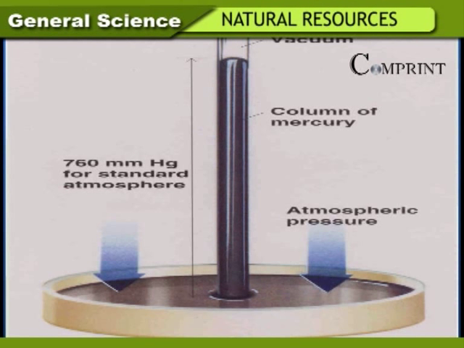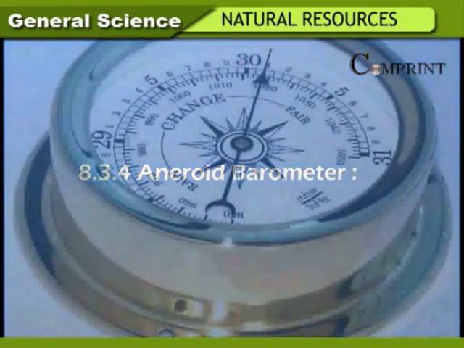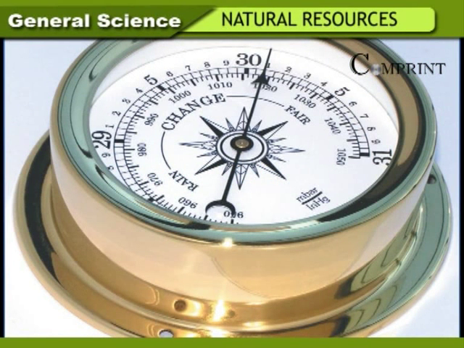This barometer is not convenient to carry from place to place. Aneroid barometer. This is a portable barometer because it does not use any liquid. This is used to measure the atmospheric pressure in inflated tires of vehicles. Atmospheric pressure is measured in millibars. Aneroid barometer is used to measure the air pressure in inflated vehicle tires.